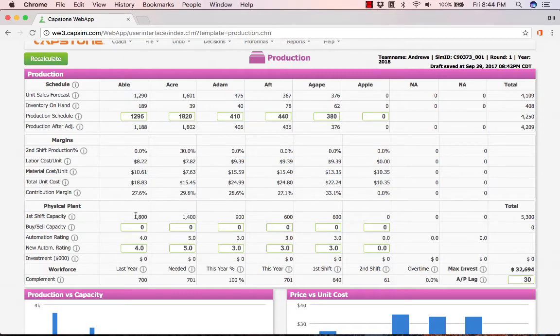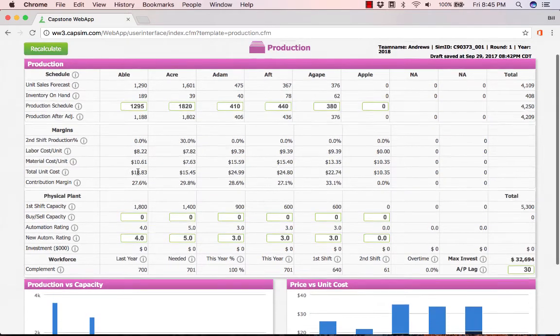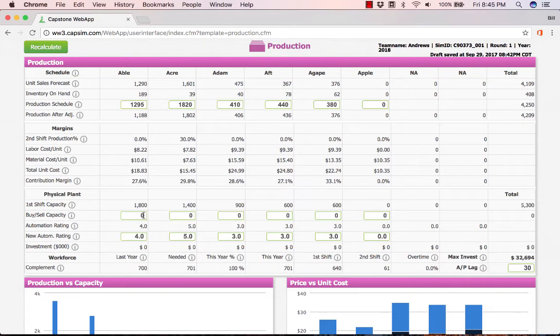Now, when you look at this capacity number down here, this is first shift capacity. If you were to run second shift full bore on all of these, you would be able to produce 3,600, 2,800, 1,800, 1,200, 1,200 units. But again, that may not be what you want to do. You might want to buy capacity as you go along, depending on what your strategy is. Because I have plenty of capacity at this point, I'm not going to buy any this round. It may make sense too, but I'm not going to buy any in this round.